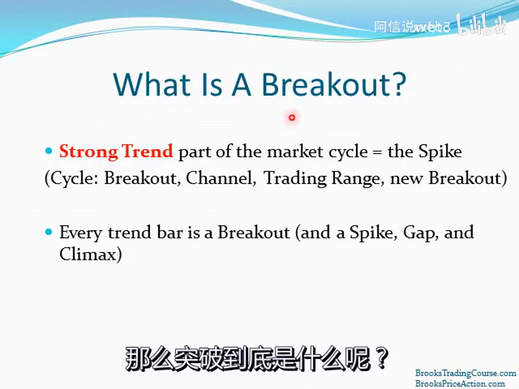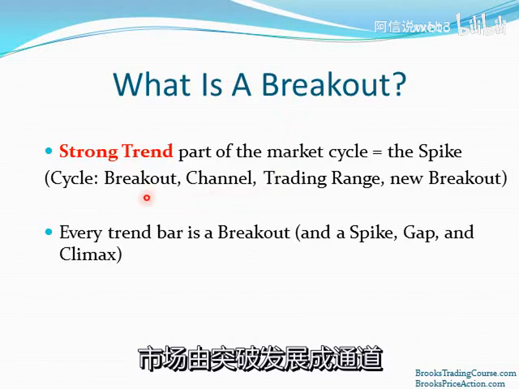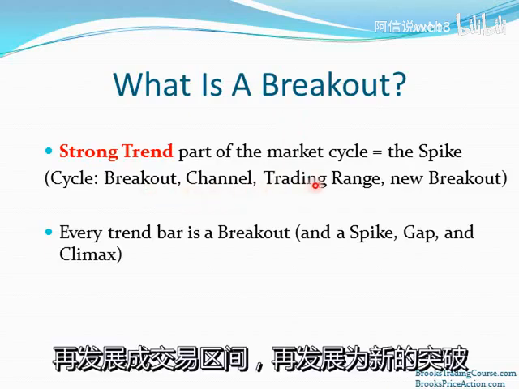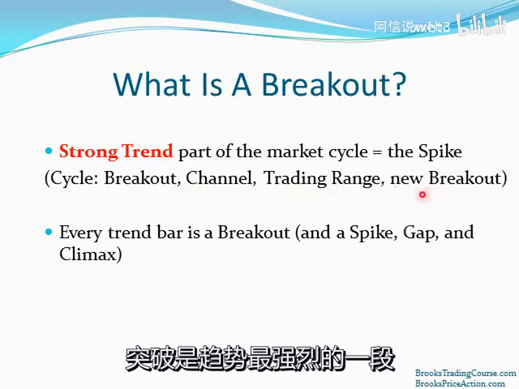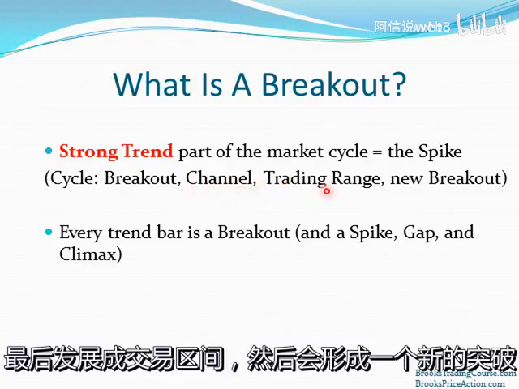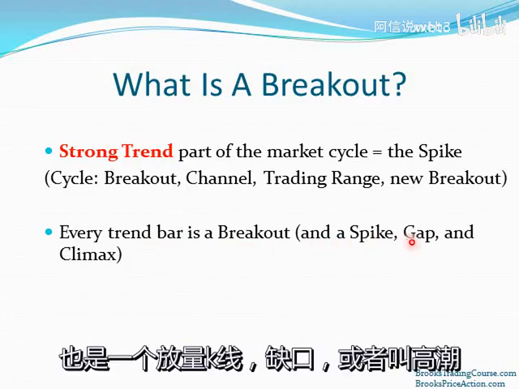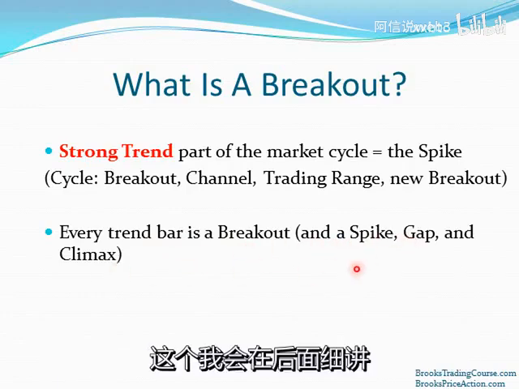So what exactly is a breakout? Remember the market cycle. The market goes from breakout to channel to trading range and then another breakout. The breakout is the strongest part of the trend, the initial part of the trend, and it's followed by a channel, and that evolves into a trading range, and then there's a new breakout. Every trend bar that you see on the chart is a breakout, and it's also a spike, and it's a gap, and it's a climax. I'll explain that later in the module.